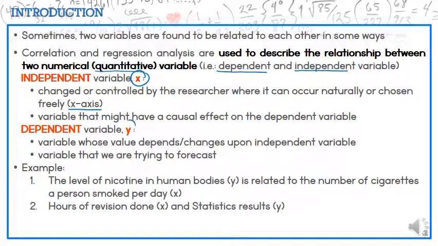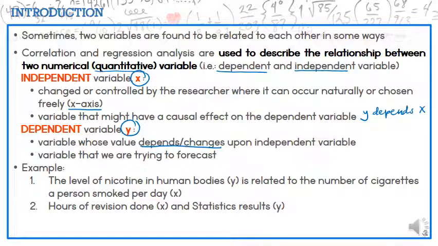Dependent variable Y is a variable whose value depends on or changes upon the independent variable. It's a variable that we are trying to forecast. So here we have two variables, X and Y. Y depends on X. Y is your dependent variable and X is your independent variable. So let's look at a few examples.